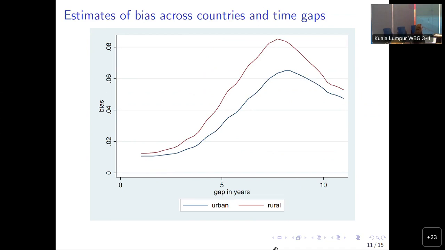So again, it's pulled all of the data together, and we just check how this bias varies. Again, the bias can only come from model instability, right? As we vary the gaps in years. Why did it go down after 8 years or something? Yeah, it could go either way.